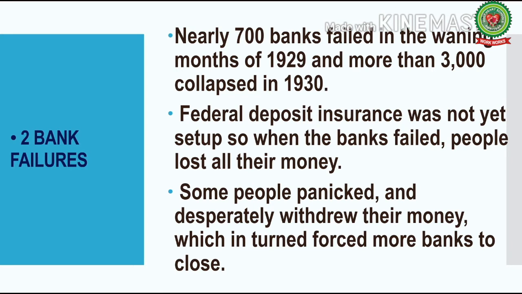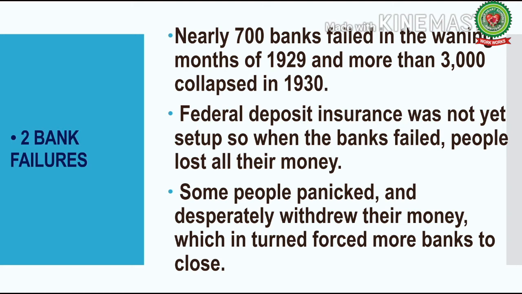The second reason for the economic depression in America was the bank failures. Nearly 7,000 banks failed in the waning months of 1929 and more than 3,000 collapsed in 1930. Federal Deposit Insurance was not yet set up. Federal Deposit Insurance is the highest bank of America, and at that time it was not yet set up. So when the banks failed, people lost all their money. Some people panicked and desperately withdrew their money, which in turn forced more banks to collapse.